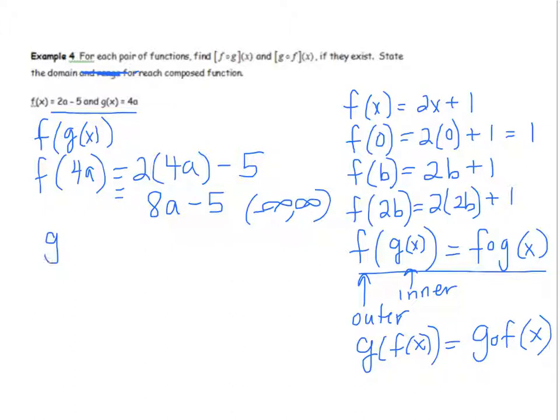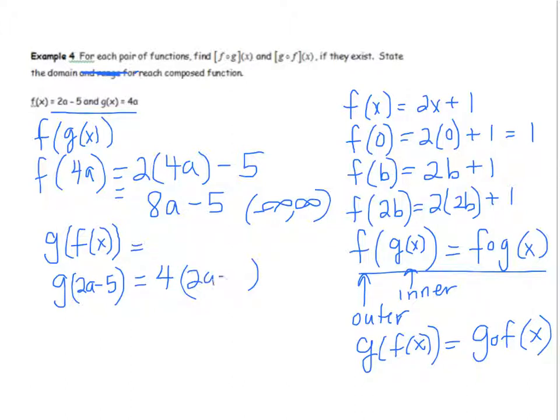If I do g of f of x, right, that means the same thing as g, and then f of x goes inside, so 2a minus 5. So what is g of x? Well, it's 4, parentheses, 2a minus 5, so that's 8a minus 20, once again a line, so the domain is all reals, negative infinity to infinity.